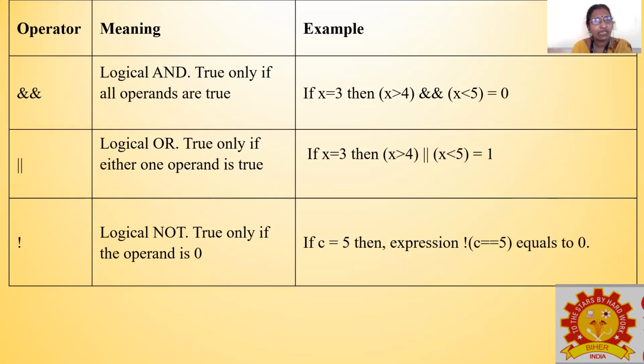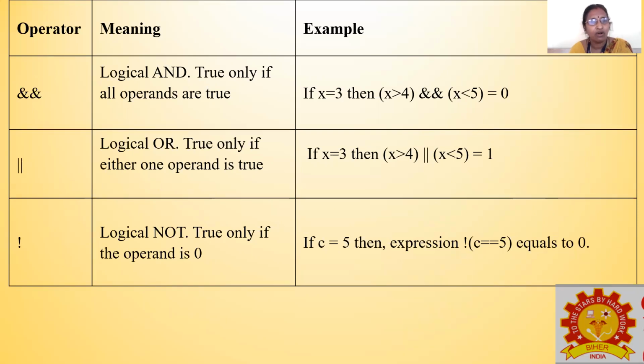The operator, meaning and example are given. The operator is logical and. If x is equal to 3, then x greater than 4 logical and x less than 5 is equal to 0, because x value is 3, and x greater than 4 is false. It is ANDed with x less than 5. Obviously, x is less than 5. So false and true is evaluated to 0.